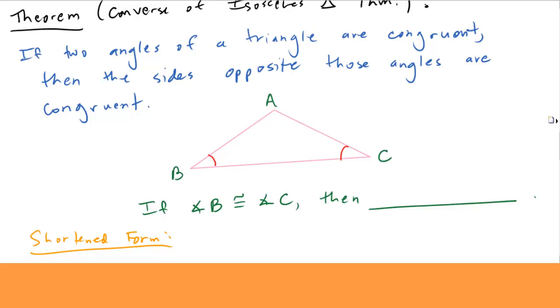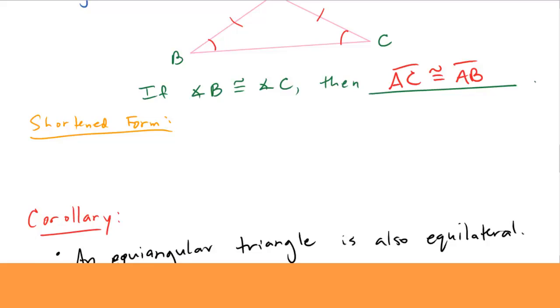So in this triangle, I have angle B congruent to angle C. What this theorem says is that if angle B is congruent to angle C, then the side opposite angle B, which is AC, is congruent to the side opposite angle C, which is AB. So AC is congruent to AB. Another very useful theorem. If you have two angles of a triangle congruent, the sides opposite those angles are also congruent. It gives us a way to relate angles and sides of triangles.